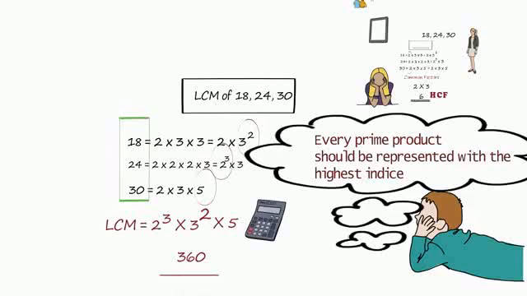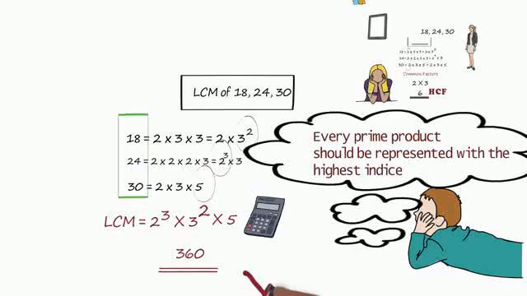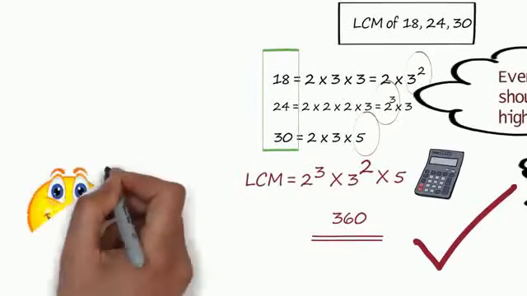is 360. It's ironic because LCM will give you a high number, and then highest common factor will give you a smaller number. It's just those things that you need to play around with.